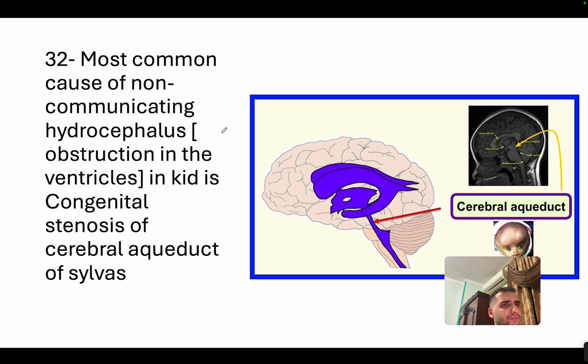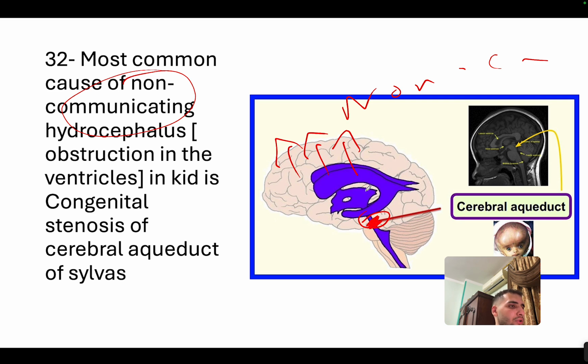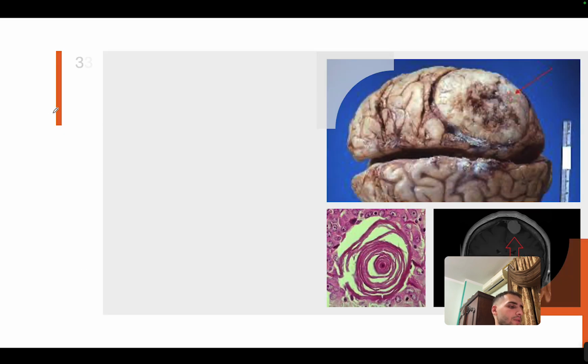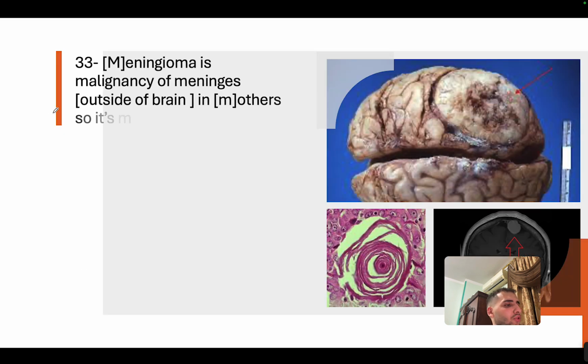The next concept is cerebral aqueduct of Sylvius. Stenosis of the cerebral aqueduct of Sylvius is the most common cause of hydrocephalus in kids, non-communicating hydrocephalus. So what is non-communicating hydrocephalus? It's when the person has elevated intracranial pressure because the ventricular system somehow is stenosed, so it's not connecting with each other, not communicating, okay? And the most common cause again in kids is congenital stenosis of the cerebral aqueduct of Sylvius, okay? This is important, okay? Then let's discuss the tumors, okay?